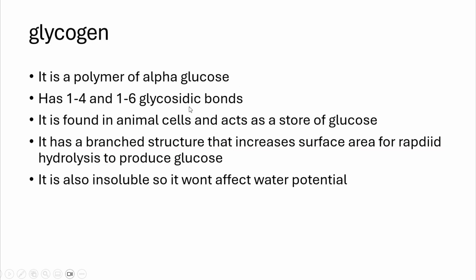All right, glycogen. So it's a polymer of alpha glucose. So starch, and this is alpha. Beta is for cellulose. So it has 1,4 and 1,6 glycosidic bonds. It's found in animal cells and acts as a store of glucose. So it's just basically starch here, but for animals. And it has a branched structure that increases surface area for rapid hydrolysis to produce glucose.